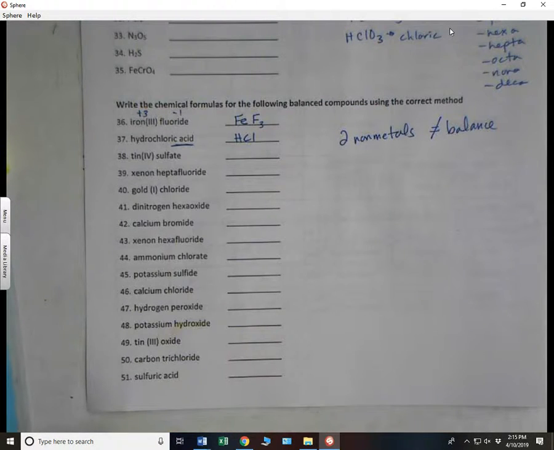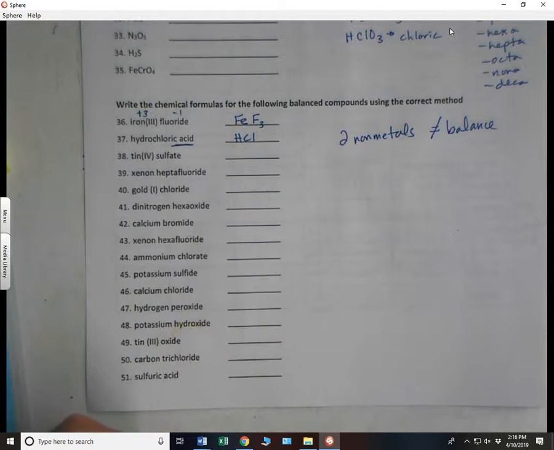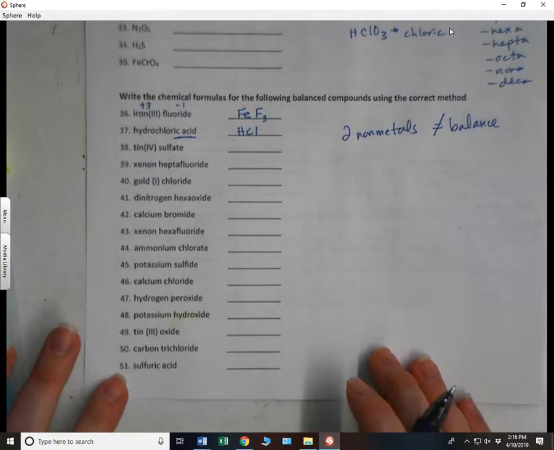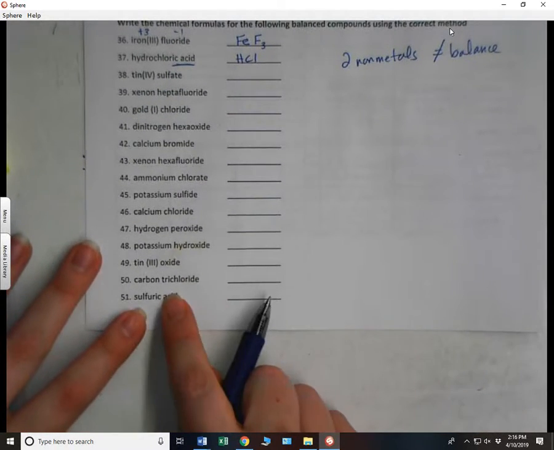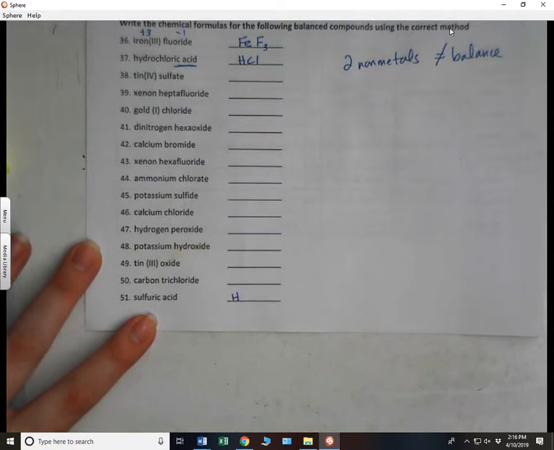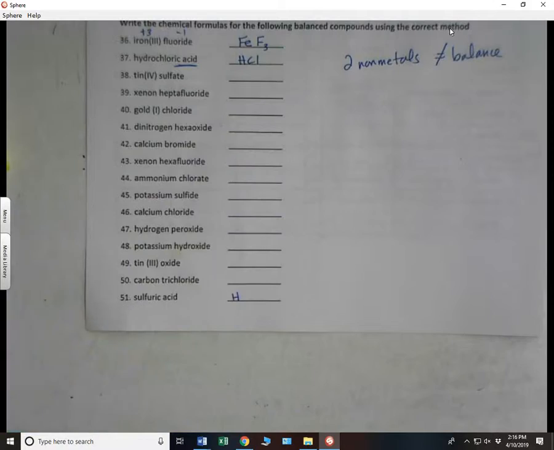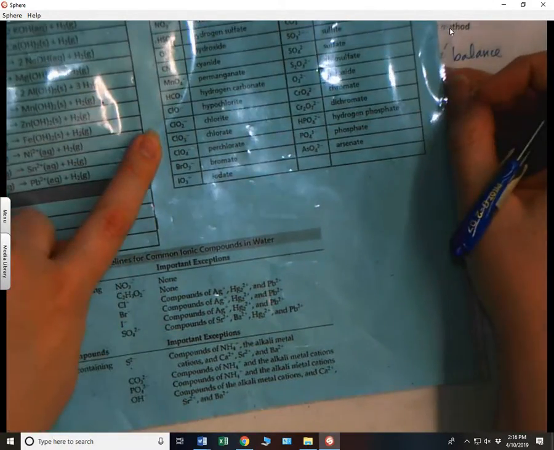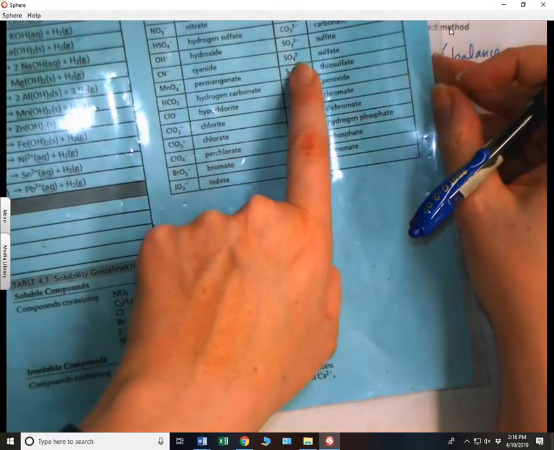Let's do the only other acid on here, which is on the very bottom, sulfuric acid. It's an acid, H. There's no hydro, so this must be one of the polyatomics. It's sulfur, so it's the one that ends in 8, which is SO4 with a -2 charge. Since sulfur is -2 and hydrogen's +1, that's why this is H2SO4.